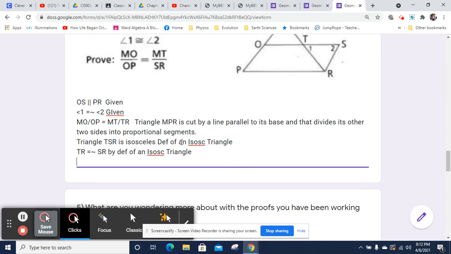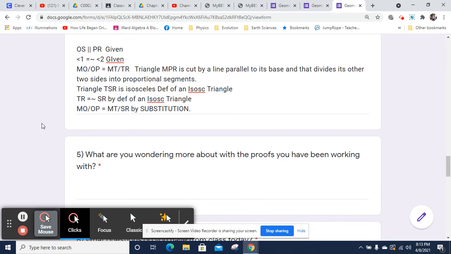Now we can say that MO is to OP as MT is to SR by substitution. We're just substituting SR for TR. That's really all we needed to do. I hope that helped.